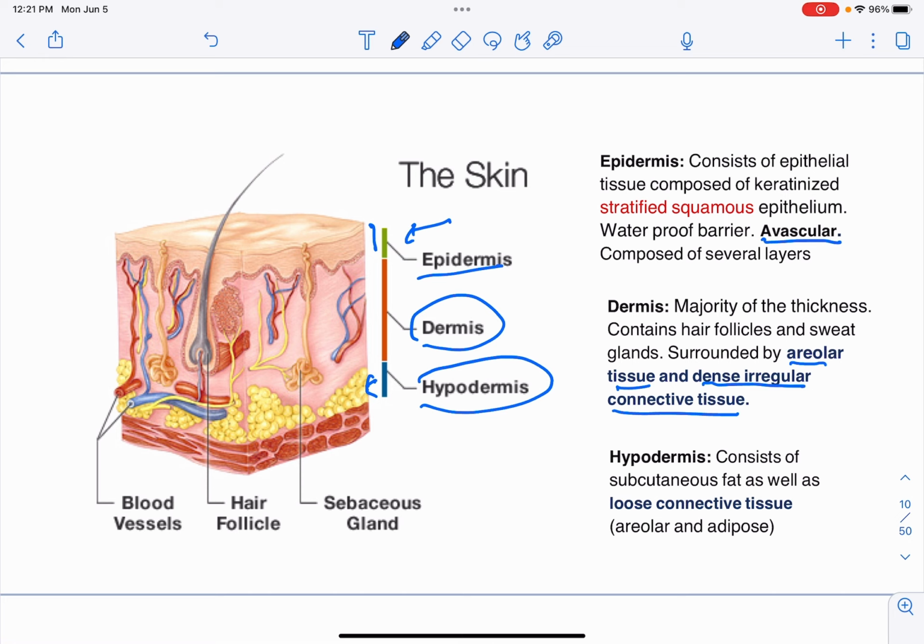And then the deepest layer is the hypodermis. That consists of subcutaneous fat, which is adipose, and there's also a little bit of areolar connective tissue in the hypodermis as well. So it is important to understand what is in each of these layers.